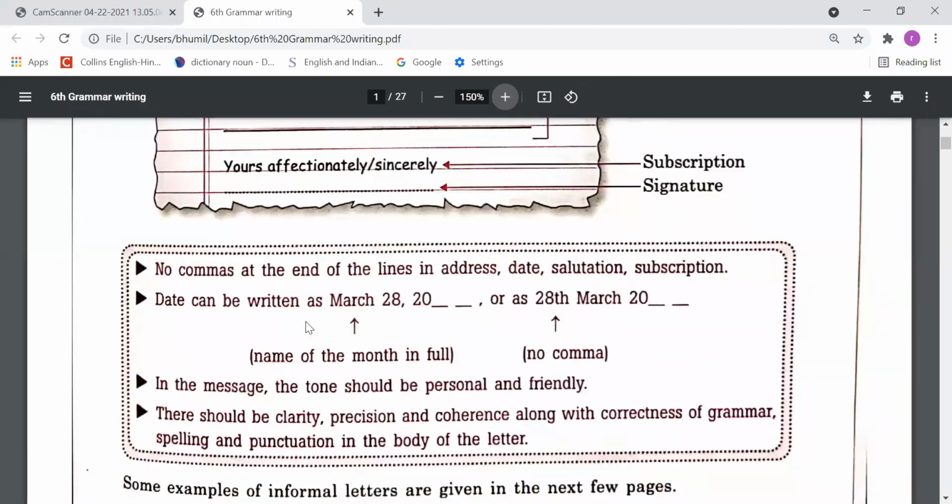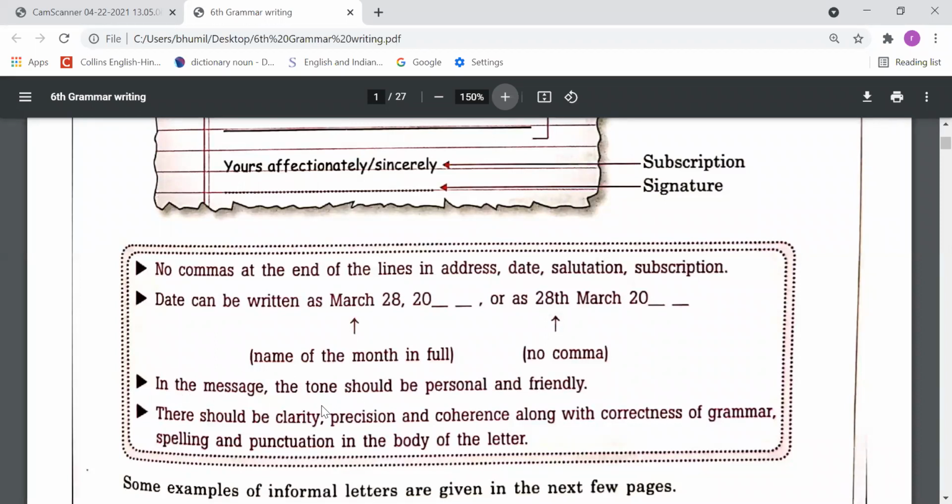Some points are written here. No commas at the end of lines in the address, date, salutation, and subscription. The date can be written as March 28, 2021, or as 28 March 2021. The name of the month should be in full, with no comma. So the full month name you have to mention.